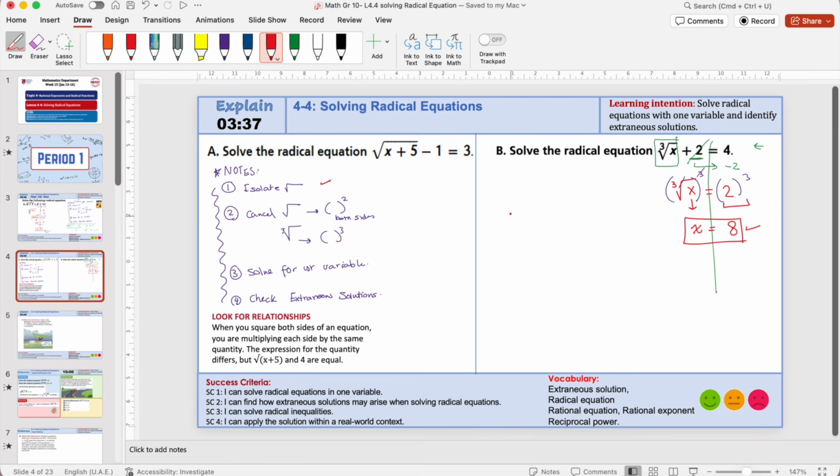Now lastly, just check for extraneous solutions. How do you check? Here on the side, by the way, you can check by yourself, you don't need to show us. Just do cube root of 8 plus 2. Is it going to give me 4? Let's see. Put this in your calculator, you will get 4. So yes, it is 4. So that's a real solution.